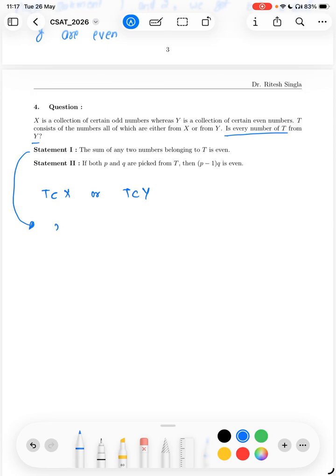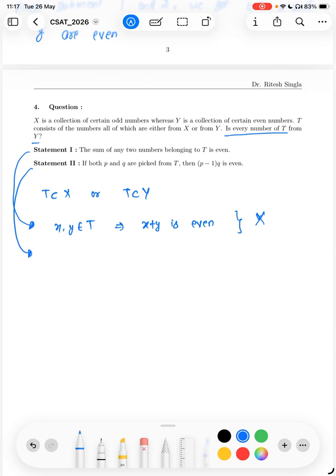So if we are saying X and Y belong to T, it implies X plus Y is even. But you know that the sum of any two odd numbers is also even. So from this statement, we cannot guarantee anything. Let us see statement 2.